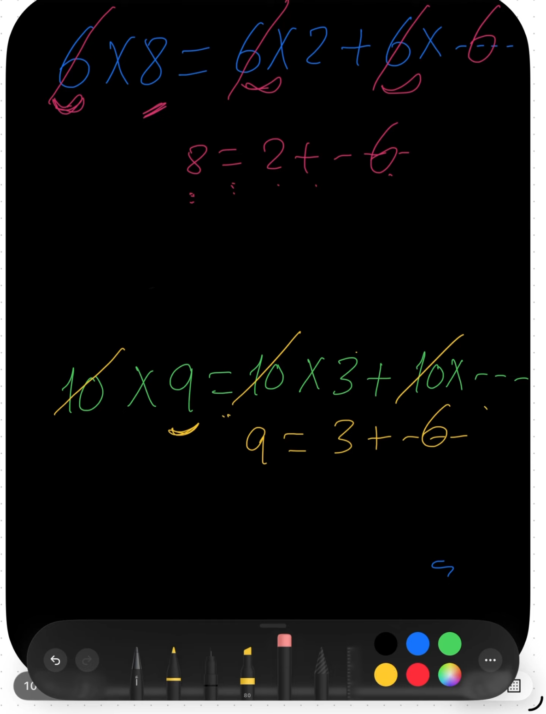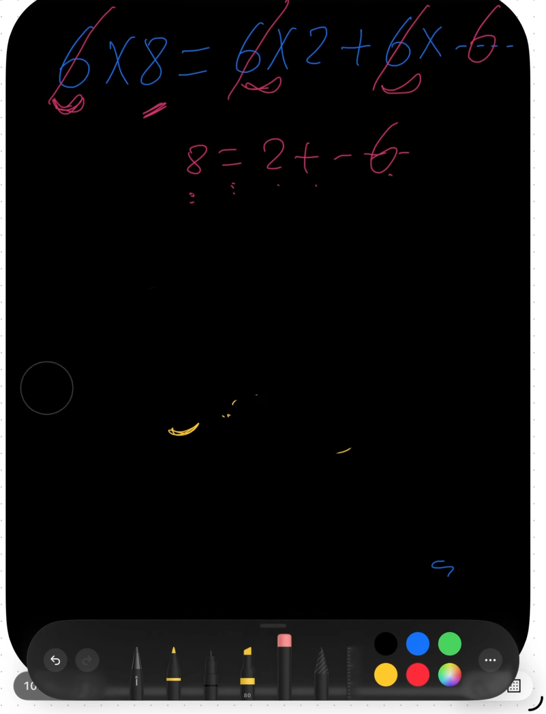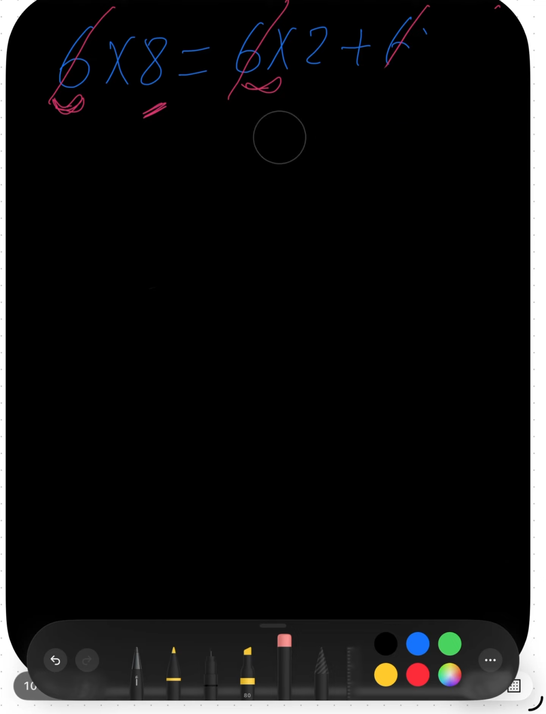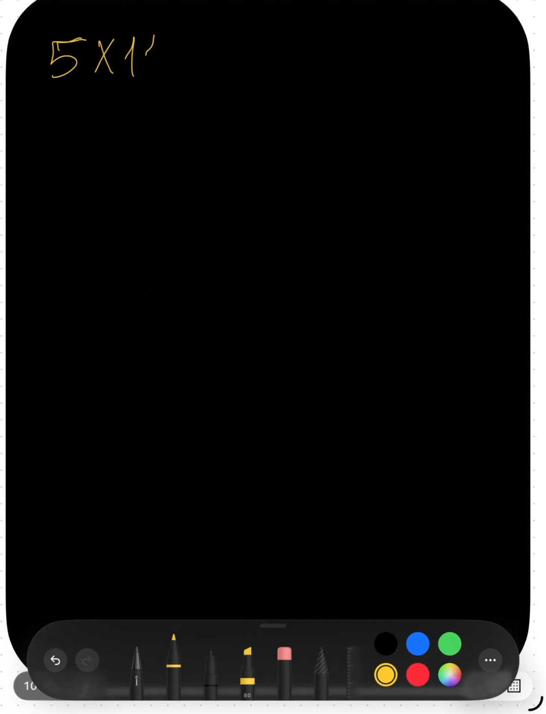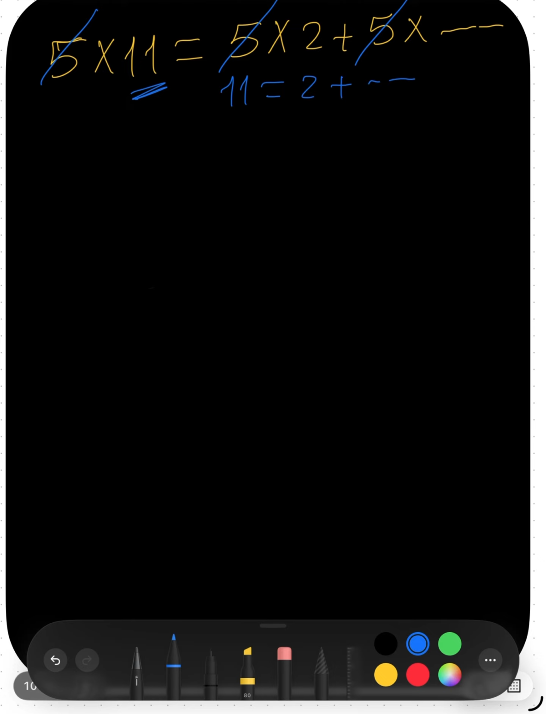Next, if we have 5 times 11 equals 5 times 2 plus 5 times what? In the same way, we cancel the common number. Here we have 11 equals 2 plus what? 2 plus 9. Then here we write 9.